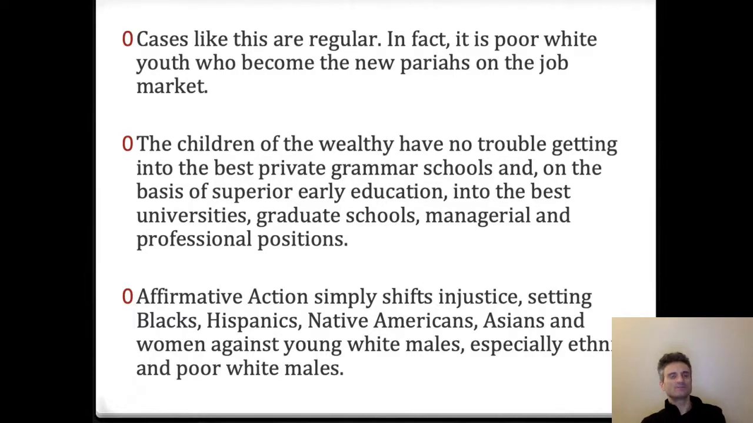It seems that now, because of this affirmative action, the minority, in fact, is becoming the poor white youth. Poor white people are now the ones discriminated against, essentially. Now, the children of the wealthy don't have problems, right? They just pay Yale. They say, "Give my son a bachelor's degree in, well, whatever you want," right? And they can pay. But poor white people will always suffer. And affirmative action is just damaging poor white people because they cannot find jobs. So affirmative action simply shifts injustice from blacks, Hispanics, Native Americans, Asians, and women to white males, especially poor white males.